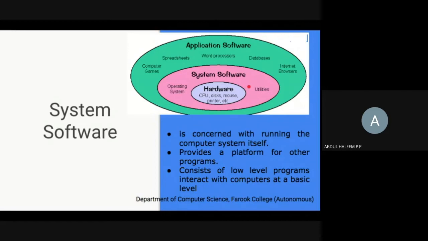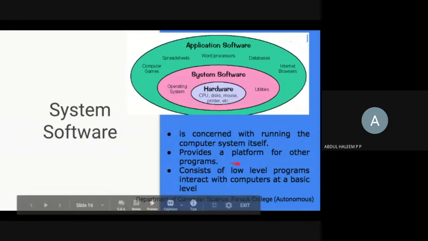So if you look at the definition for OS, if you are asked to define operating system, you can see that there are at least half a dozen definitions for OS. One definition is its interface between user and the hardware. And OS is a part of system software.